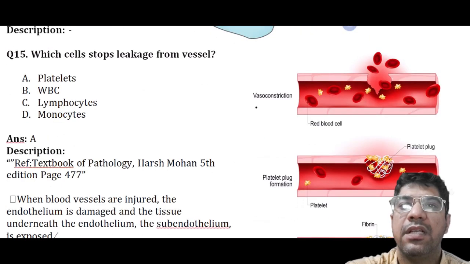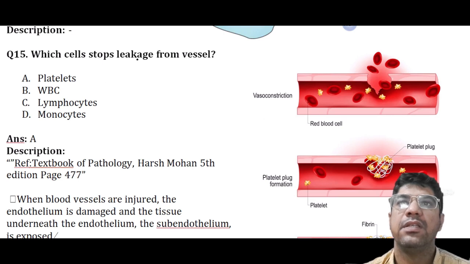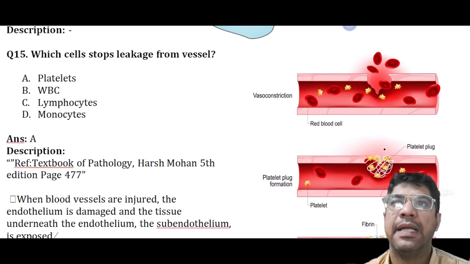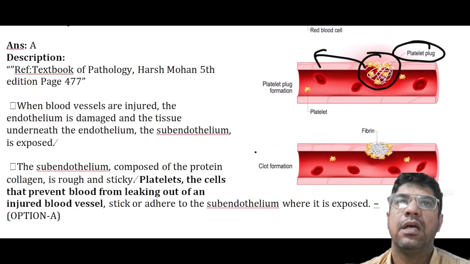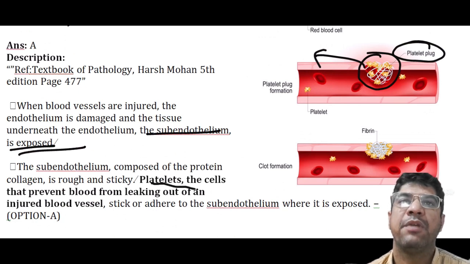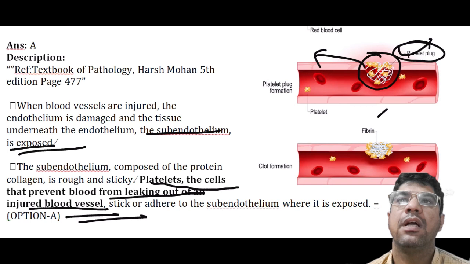So which cells stop the leakage from the vessels? These are the platelets, as shown in this figure. When the blood vessels are injured, the subendothelium is exposed. The platelets are the cells that prevent blood from leaking out of injured blood vessels. They form a platelet plug, and hence formation of fibrin leads to clot formation.